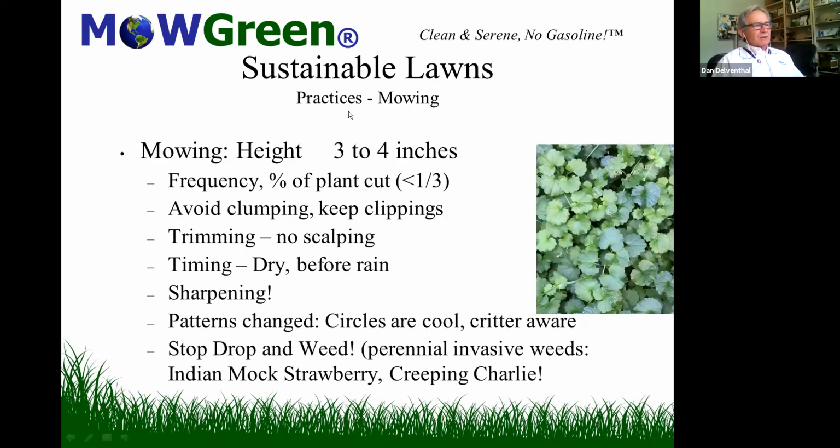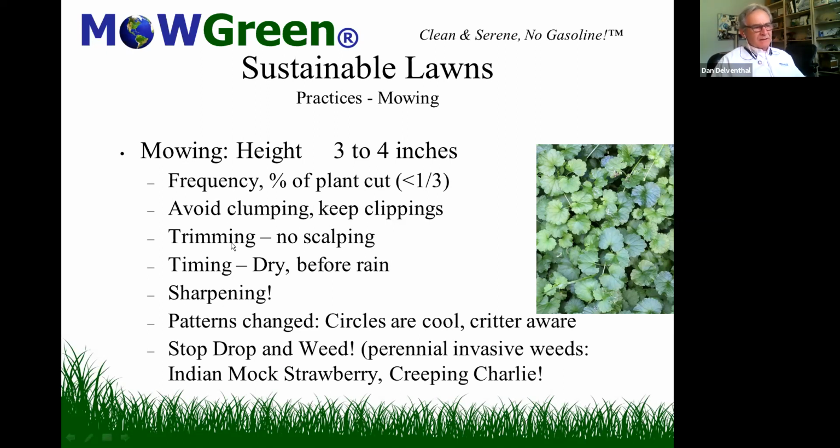So for sustainable lawn practices, there are some things we could do with mowing to make things better. You know, the height of mowing matters. Three or four inches is a better idea. You get better carbon sinking. The longer the grass is, the greener it is. The longer it is, the healthier the roots. The frequency matters. If you cut less than a third of that grass blade, you've got healthier roots, healthier plant. You want to avoid clumping, but you want to keep the clippings there because they provide nitrogen fertilizer.